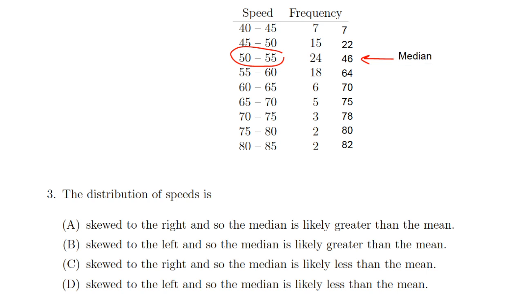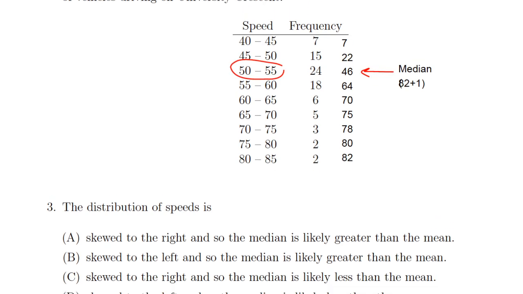So that's because you take 82 plus 1 and divide it by 2. When you do that, you get 41.5. So that tells you you find the median between 42 and 43. So they're both going to be in this class. So that's where you find the median.